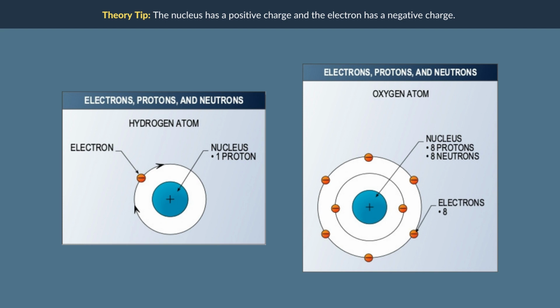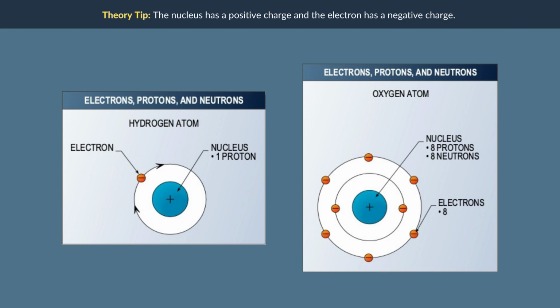There are atoms that have more than one electron and one proton. For example, the structure of an oxygen atom has 8 protons, 8 neutrons, and 8 electrons. The protons and neutrons form the nucleus of the atom, with electrons revolving around the nucleus in orbits varying in shape from an ellipse to a circle. For example, electrons can be compared to the planets as they revolve around the Sun.